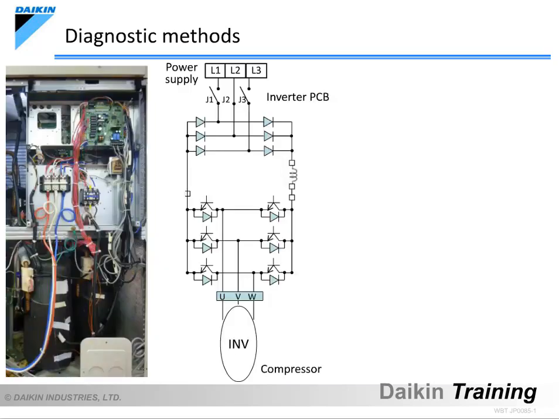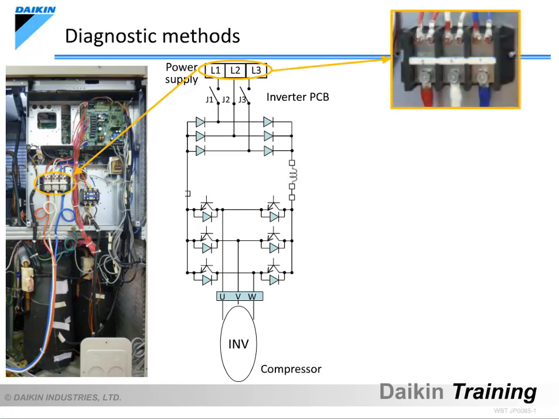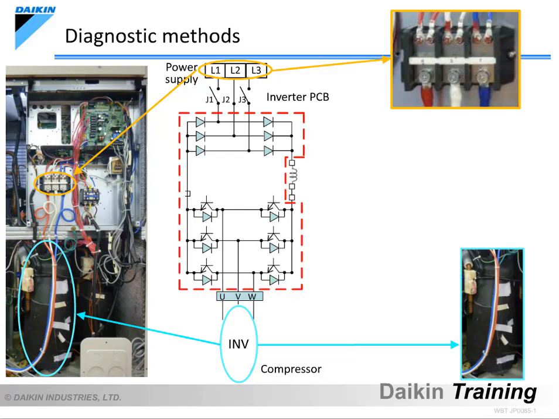Now, let's take a look at the positioning of the parts to be checked during the diagnosis. When diagnosing the L5, L8 or L9 malfunction, it is necessary to check the inverter compressor and the circuits that drive the compressor. Before going into the diagnosis, let's first look at the positioning of the parts using pictures of an actual unit. The power supply is located here and looks as shown in the picture. The inverter compressor is located here and looks as shown in the picture. The inverter PCB is located behind the control PCB.